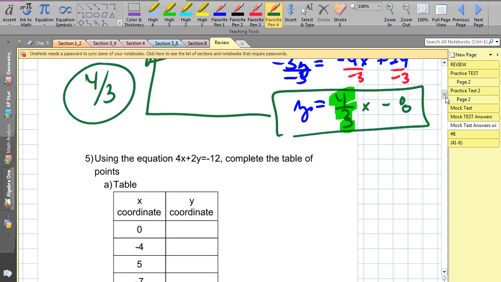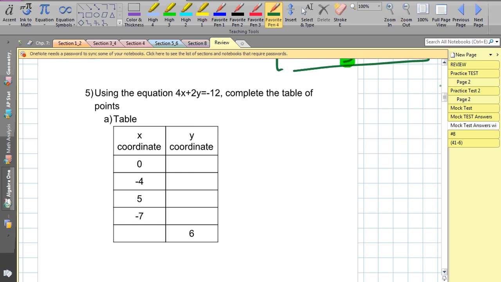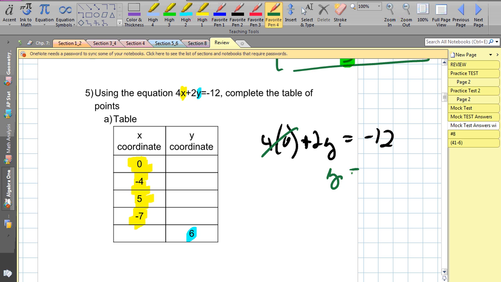All right, number 5 in here is we want to build a table using this equation right here. And so we have given you 4 x coordinates we're going to plug in. And then the last problem, I'm going to take the y coordinate, which is 6, and plug it in to find the other corresponding x coordinate. So let's do it one at a time. There are like five little baby problems in here. And so the first one is we're going to plug in 0 for x. So there's a lot of plugging here and then solving. So this turns out to be 0, so y here turns out to be negative 6. That's the answer to the first one.